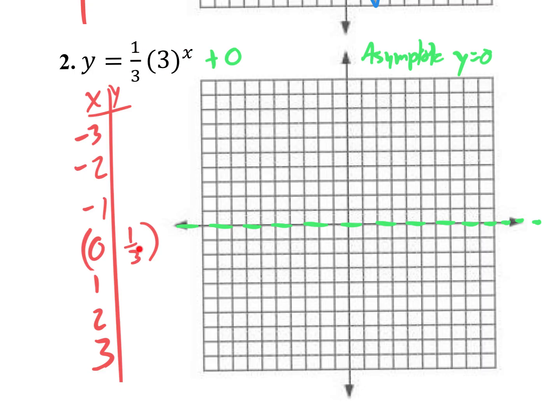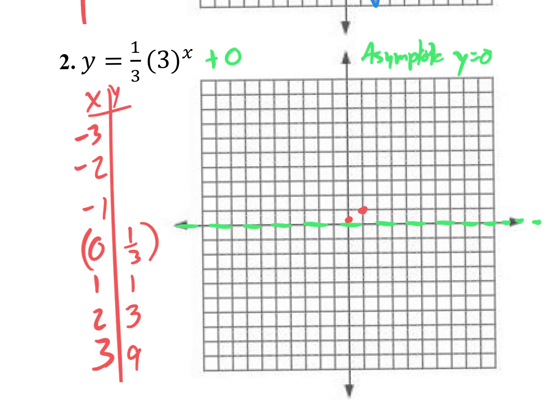Okay. Now you could make this output grow by that growth factor of 3. All you got to do is 1/3 times 3. If you don't know, use a calculator. 1/3 times 3, that'll give you a 1. And then 1 times 3 is 3, and 3 times 3 is 9. So you have all these nice points. Let's plot them. 0, 1/3, and then only a third of the way up. That's not even halfway up. That's pretty close to the x-axis.